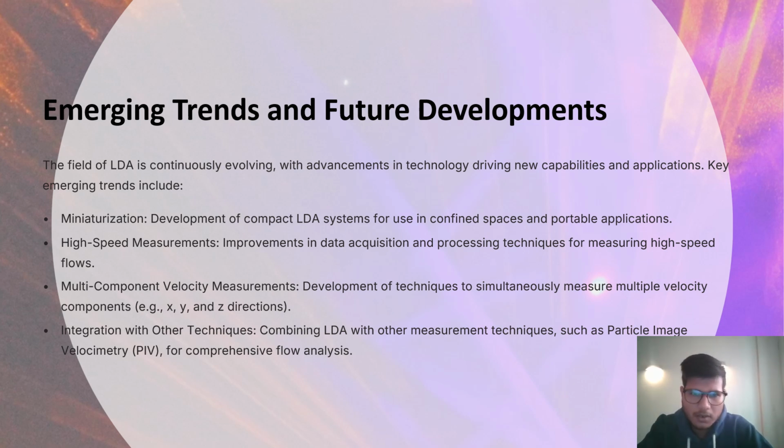And integration with other techniques, like combining this LDA system with particle image velocimetry and other techniques for comprehensive flow analysis.